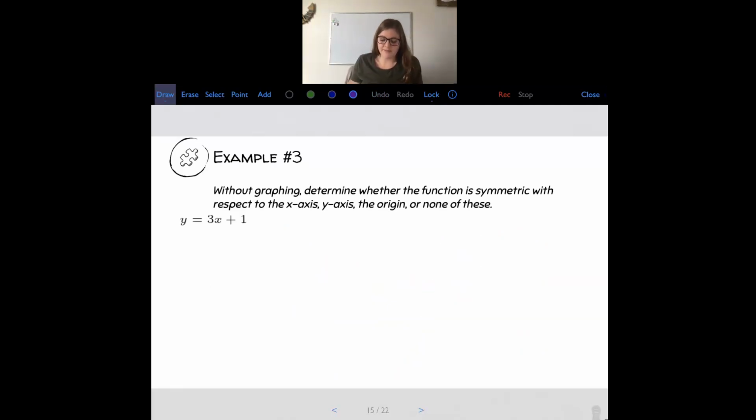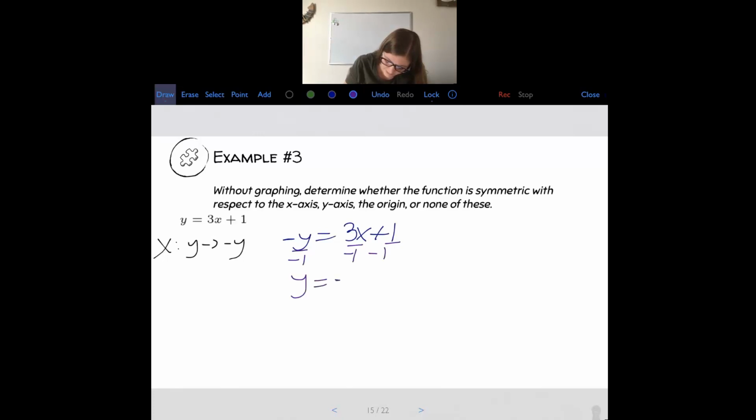Example 3, without graphing, determine whether the function is symmetric with respect to the x-axis, y-axis, the origin, or none of these. Okay, so x-axis, we replace y with negative y. So we get negative y is equal to 3x plus 1. Solve for y to compare it to the original. And this would give us y is equal to negative 3x minus 1. Compared to the original, it's not the same, so this is not symmetric with respect to the x-axis.